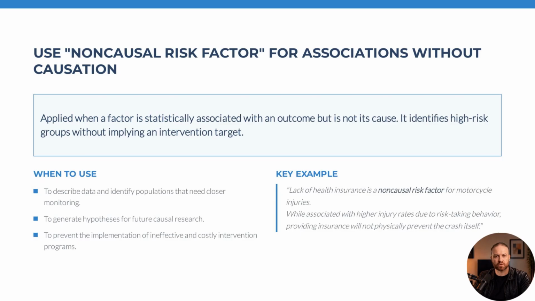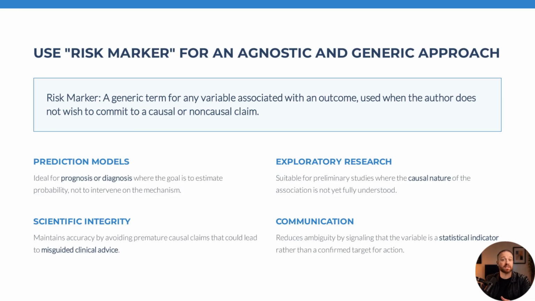When a factor is associated with an outcome, but is not its cause, we should call it a non-causal risk factor. These factors are useful to identify high-risk groups. They are useful for monitoring and prediction, but they should not be used as direct targets for intervention. And when we are not sure about causality, we can use the term risk marker. This is a more neutral term. It avoids making assumptions, and it is especially useful in early stage research or prediction models.